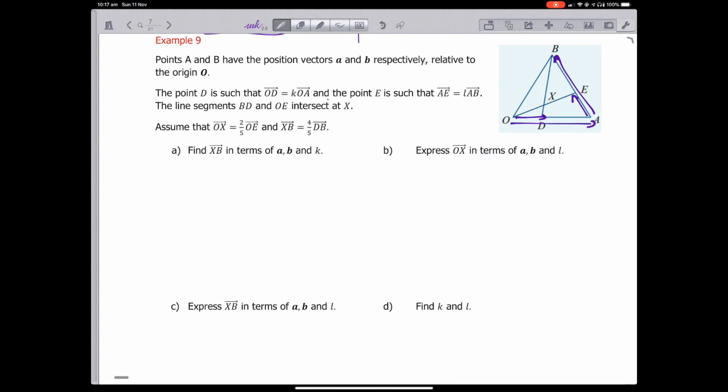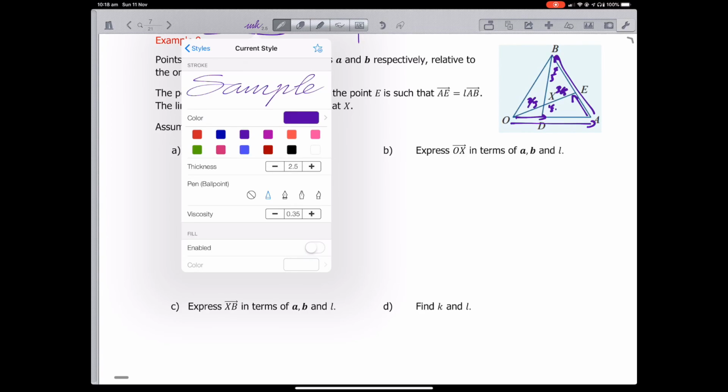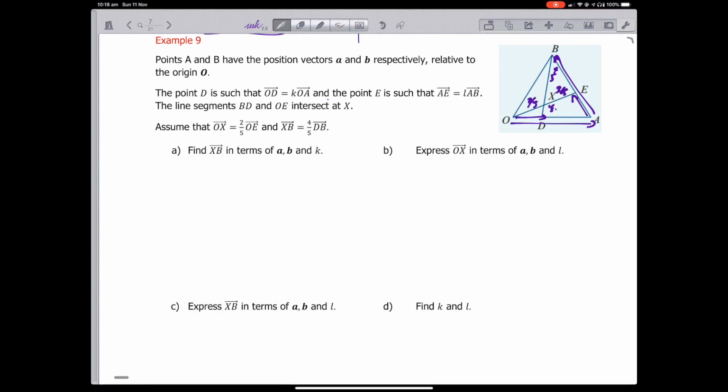Okay, assume that OX is 2/5 OE, 2/5, so that's 3/5, and XB is 4/5 of DB. XB, that's 4/5, that's 1/5. Okay, find XB in terms of AB and k. Find XB in terms of AB and k.